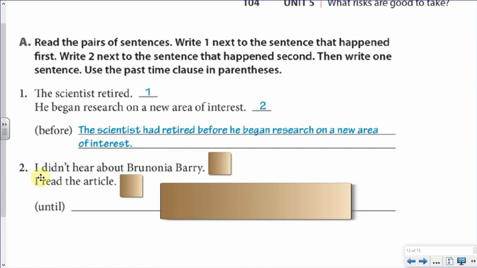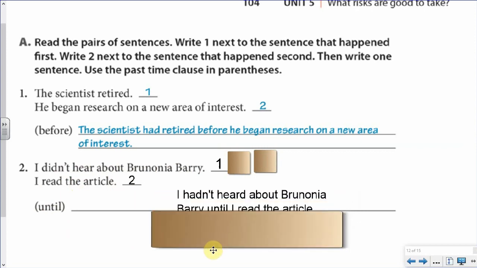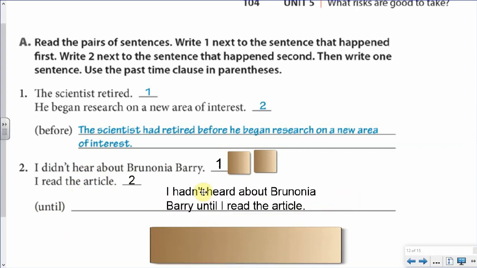I didn't hear about Brunonia Barry, I read the article. So from these 2, which one do you think happened first? Okay, so I didn't hear about Brunonia Barry was first, so this must be second. So our job now is to use until with these 2 sentences to merge them into one. So what do you think? Okay, so the correct answer is I hadn't heard about Brunonia Barry until I read the article.